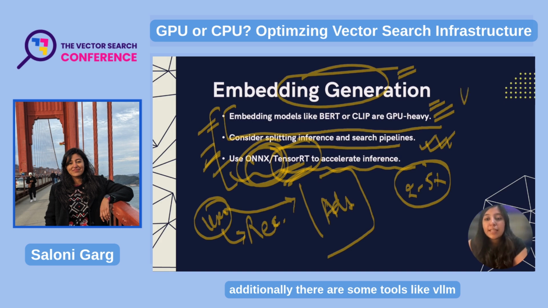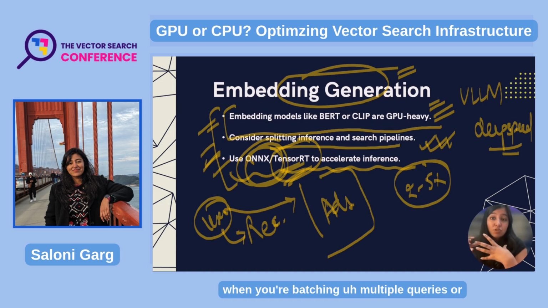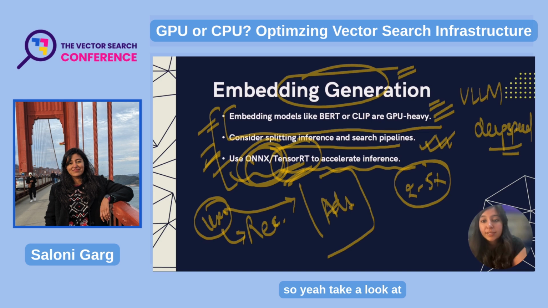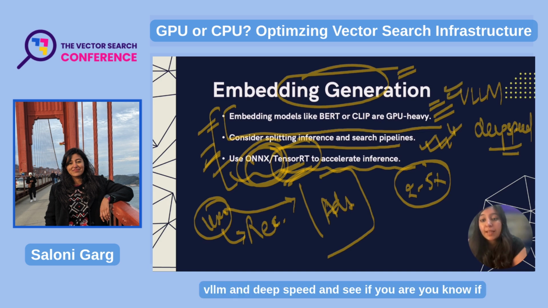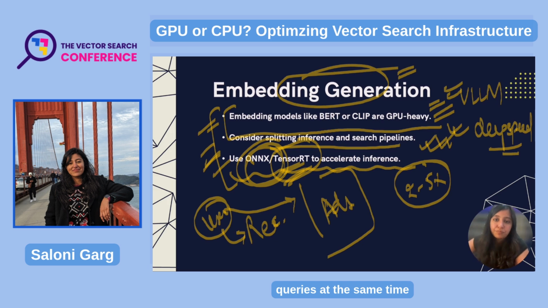Additionally, there are some tools like vLLM or DeepSpeed, which are specially built to help you when you're batching multiple queries or streaming across token windows. So take a look at vLLM and DeepSpeed and see if you can make use of them, especially if you're batching multiple queries at the same time.